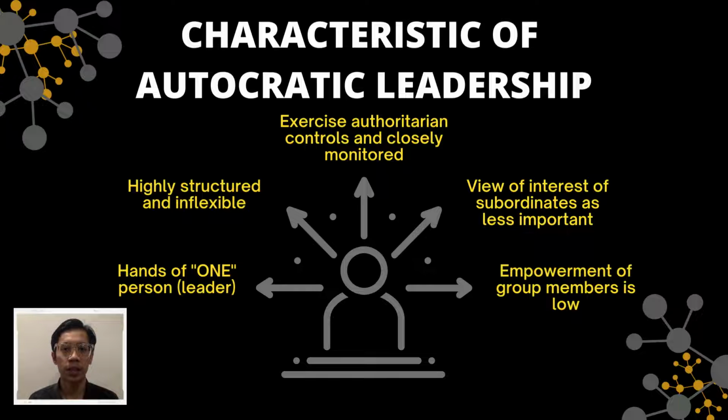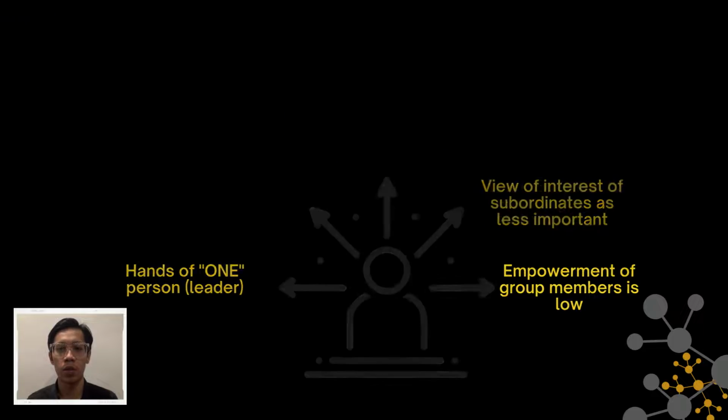Third, leaders exercise authoritarian control and closely monitor their subordinates. To run the organization, they set strict rules which the subordinates must obey. They clearly communicate these rules so the subordinates understand and implement them without questions. Next, leaders view the interests of subordinates as less important than the organization, and the last one is that empowerment of group members is low.